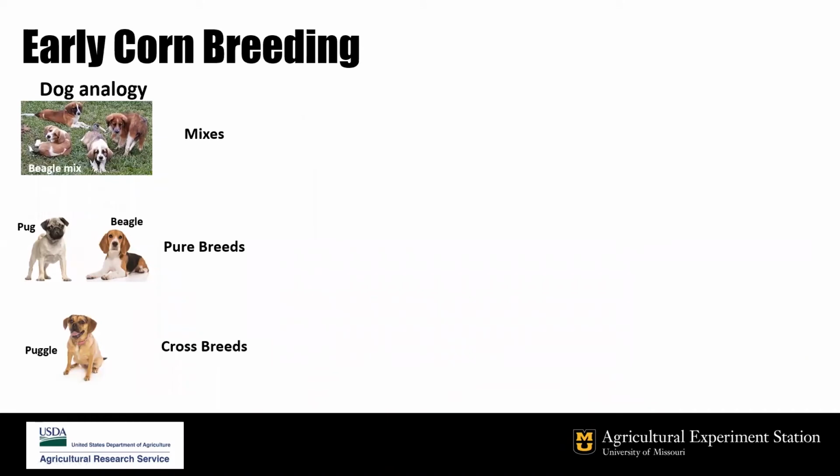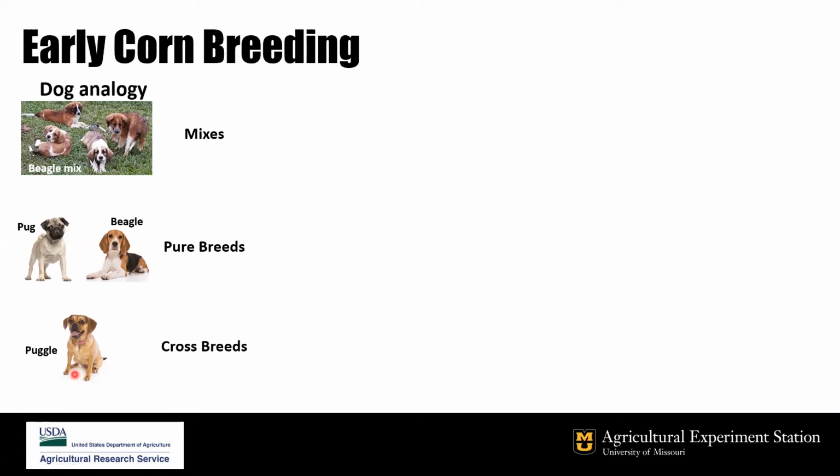So when we talk about breeding and how we come to modern corn, we really don't always understand plant breeding. And so I'm going to use a dog analogy. I think a lot of people understand dogs. So when you talk about a mix, for example, a beagle mix, you know that there are certain characteristics in the mix, but they don't all look exactly the same. And then there are kennel clubs out there that breed specific breeds, for example, the pug and the beagle. And when people talk about pugs and beagles, they know that there are very distinct characteristics. And nowadays, you can cross pugs and beagles together to get crossbreeds like the puggle.